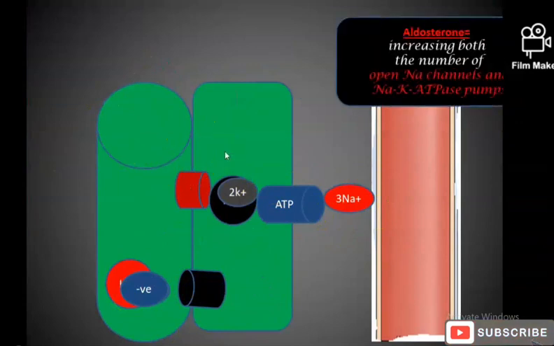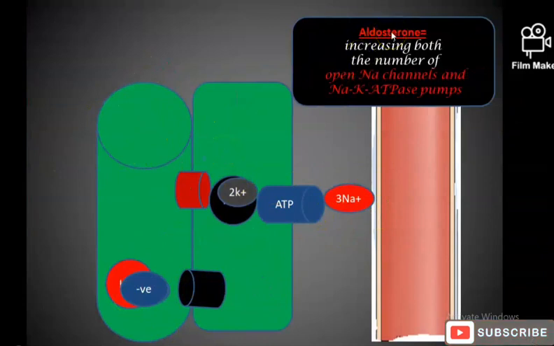It is called aldosterone, which is secreted from the adrenal gland. This aldosterone increases the number of the sodium channels and also the sodium potassium ATPase pump, and that can accelerate the secretion of potassium and also accelerate the reabsorption of sodium. So aldosterone is a very important factor affecting the concentration of potassium.